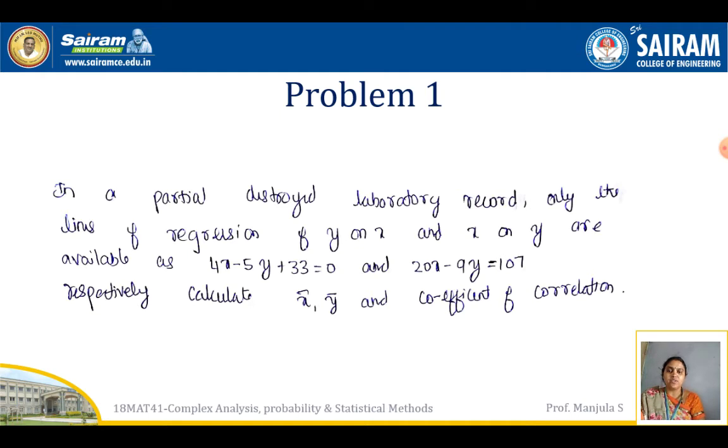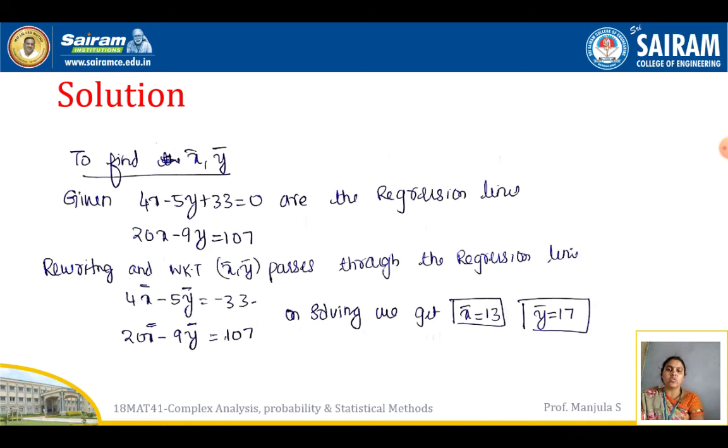Just observe in the question clearly: they have given the regression line of y on x as the first equation, and the second equation is x on y. They asked us to find x bar, y bar, and then the r value.